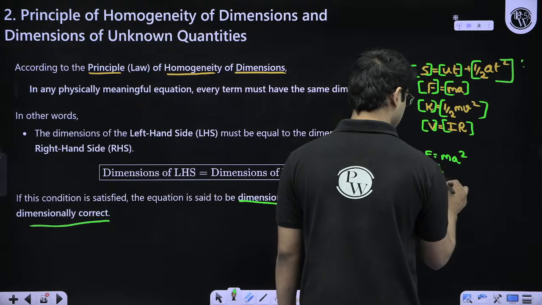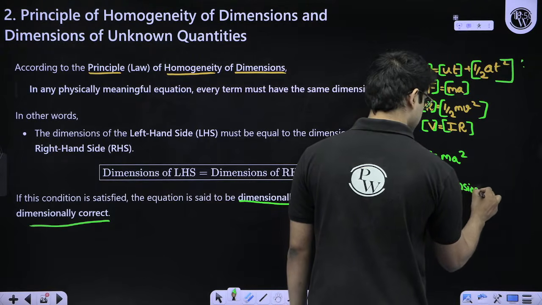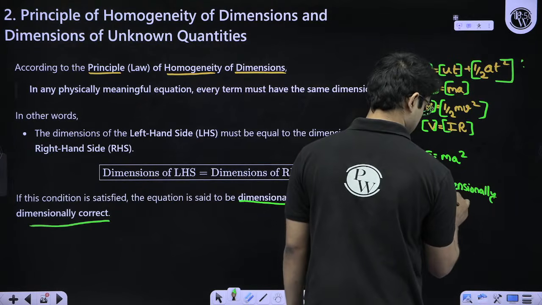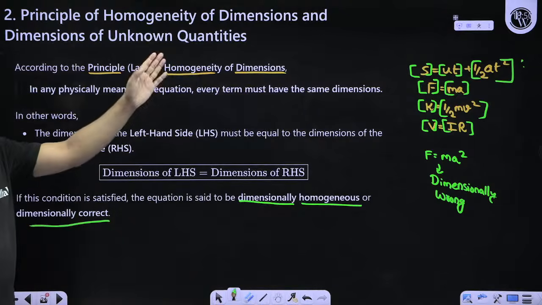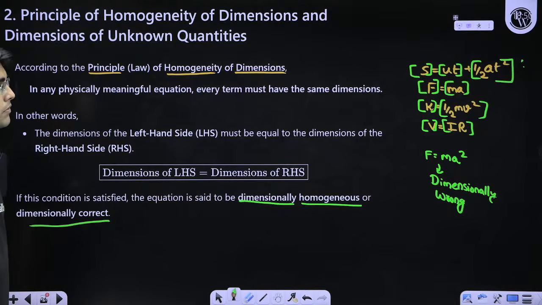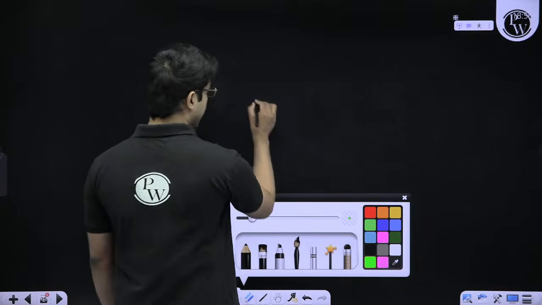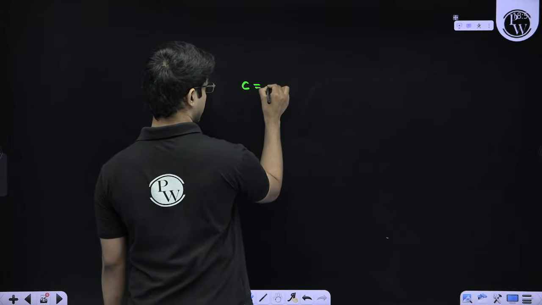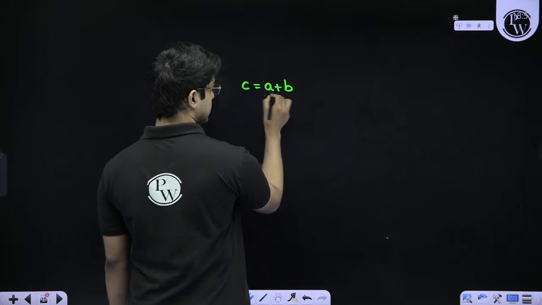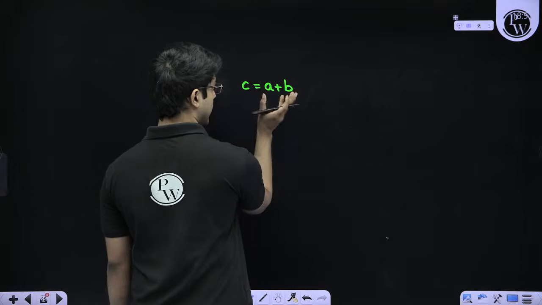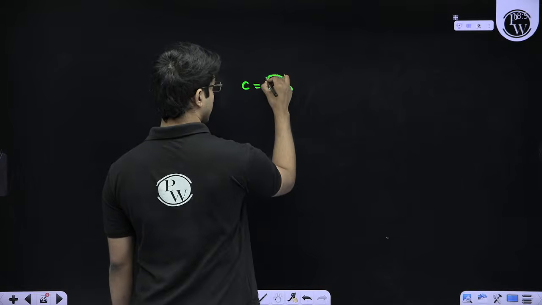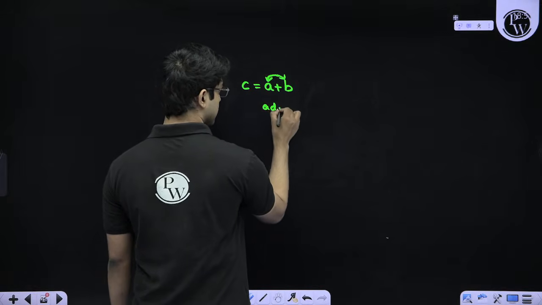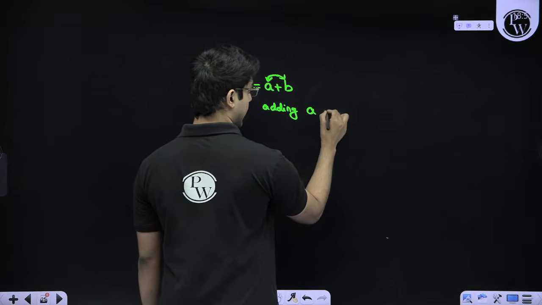will be dimensionally wrong. Okay. So that is the principle of homogeneity. Basically, left side and right side must have the same dimension. Okay. Not just that, if you are, let's say, adding two quantities to get a third quantity, okay, this A, B and C can be any quantity. Okay. Here, if you are adding A and B, what are we doing? We are adding quantity A and B, right?